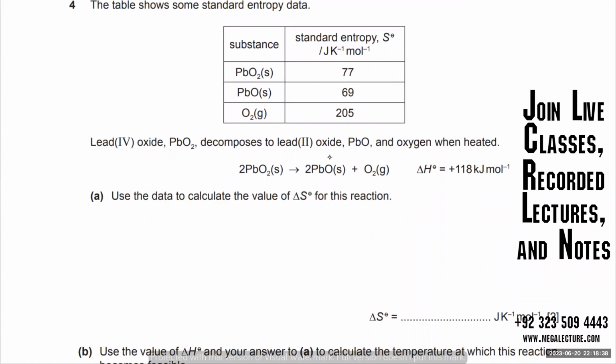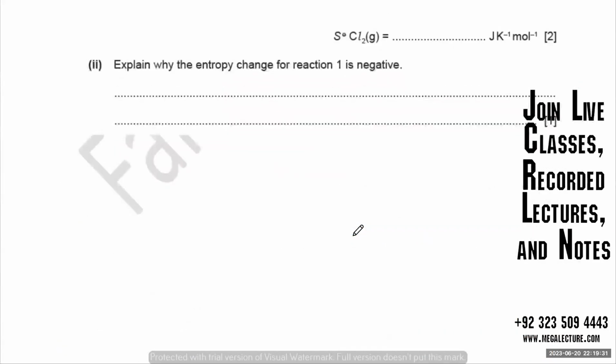Let's do one more. What is this? The product is 69 times 2. O2 is 205. Minus 77 times 2. What did you get for this? 189. So you're getting 189. So not really much of a variation in this.